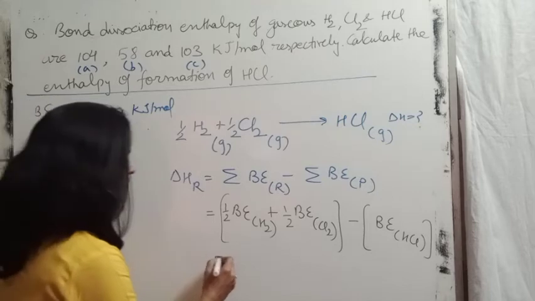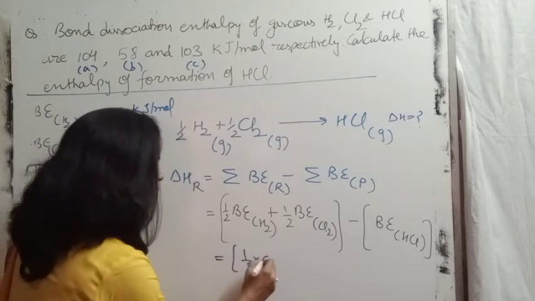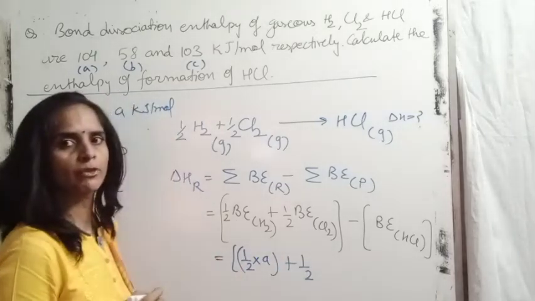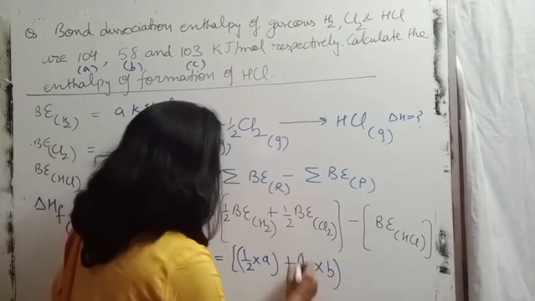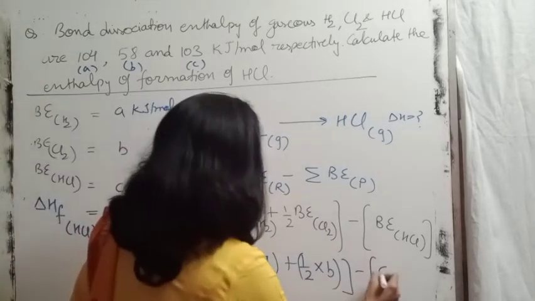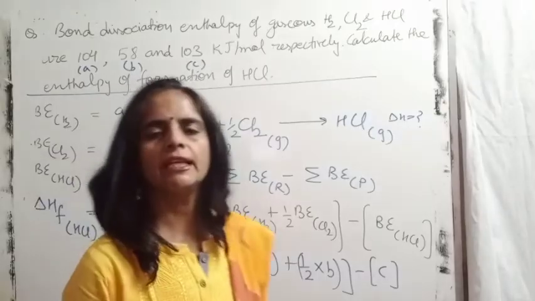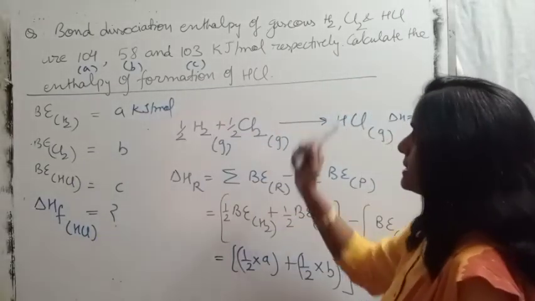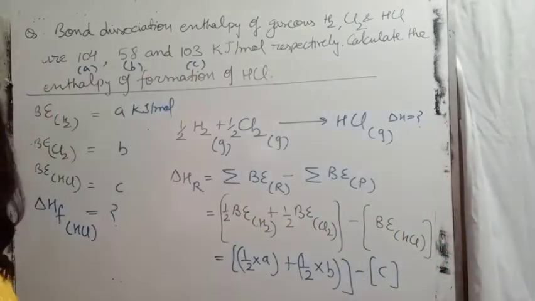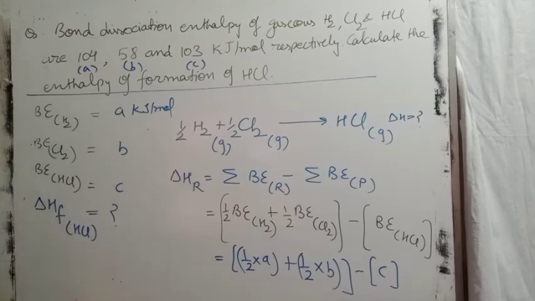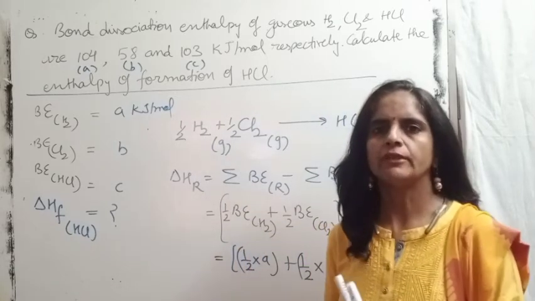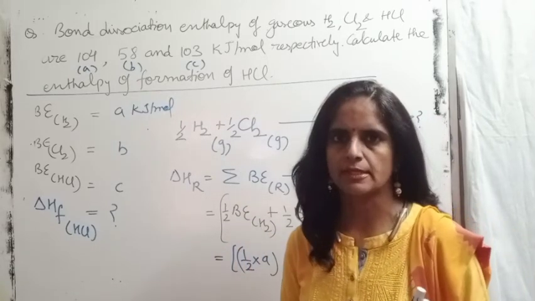So this will give us the answer: half of the bond enthalpy of hydrogen, that is A, plus half of the bond enthalpy of chlorine, that is B, minus the bond enthalpy of HCl, that is C. Substitute the values of A, B and C from the given data and you will get the answer for the enthalpy of formation of HCl. So with this we have completed the first law of thermodynamics.